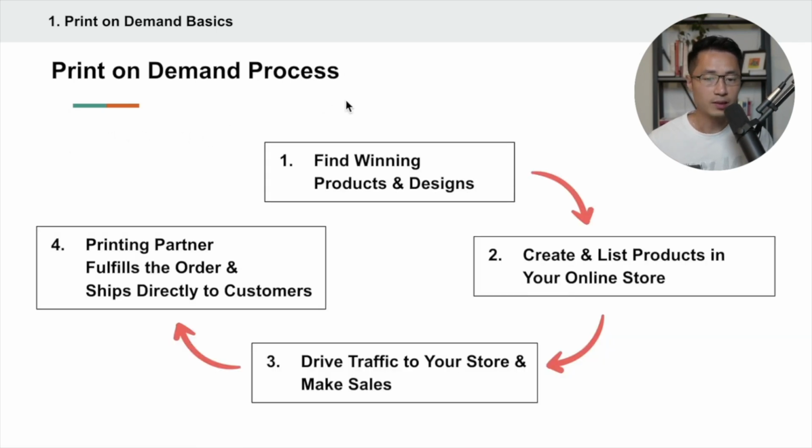There's basically 4 main steps in the entire process. Your first main objective in your print on demand business is to find winning products and designs, and then you want to create and list those products in your online store. After you have your products listed, you want to drive traffic to your store so you can make sales, and after a sale is made, your printing partner will then fulfill the order on your behalf and ship the items directly to your customers. So it's a pretty simple process when you look at this, and I will go through each step in detail.